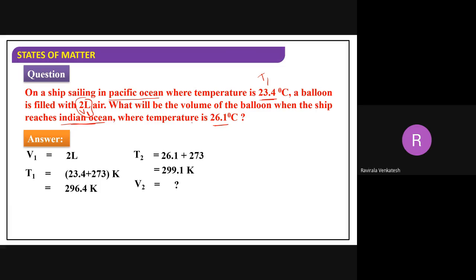Now remember one thing here, whenever you are substituting the temperature value, we have to substitute in terms of Kelvin only. Don't substitute in degrees Celsius. Even though they are given in degrees Celsius, convert that into Kelvin. How to convert into Kelvin? Kelvin is always equal to 273 plus degrees Celsius. Observe how many degrees Celsius they have given: 23.4. Add 273, you will get the Kelvin. How much temperature have they given? 26.1. Add 273, you will get it in terms of Kelvin.